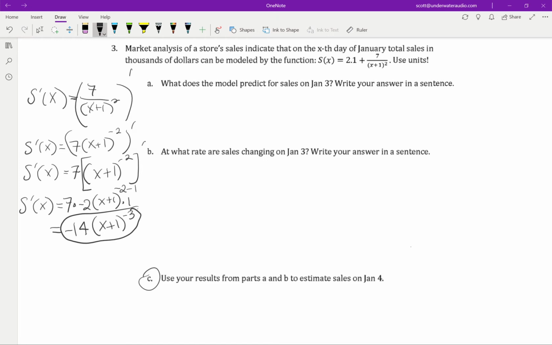Okay, January 3rd. It just takes me a second to get in here, but it looks like x is the day in January, which is 3. And we want to know the sales, so I will do s of 3, which is 2.1 plus 7 over (3 plus 1) squared. Okay, I'll put that in my calculator.